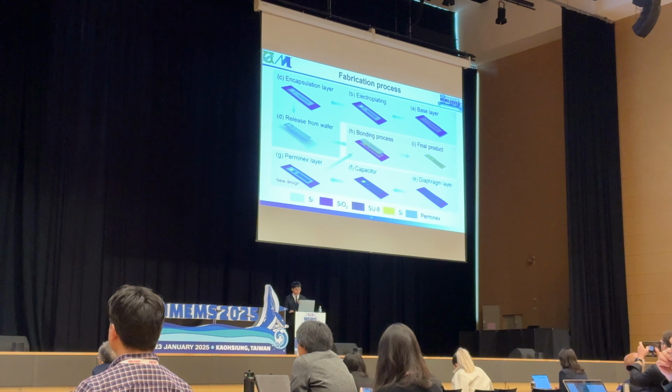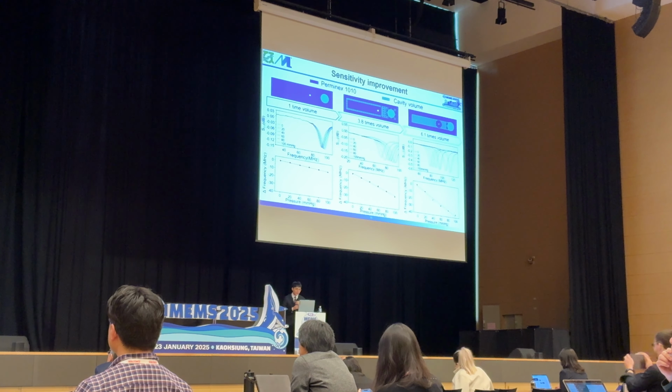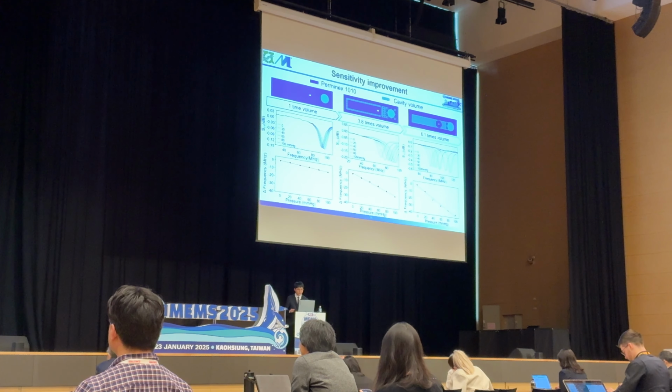Then these two layers were bonded by a thermal bonding process, so we can get the final product. Then we evaluate the sensor's sensitivity performance based on different cavity volumes. First, we set our old design sensor cavity volume as 1 as a reference. We further increase the cavity volume from 1 times to 3.8 times and up to 6.1 times.